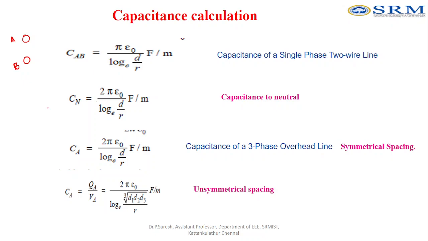Similarly, we can also find the capacitance for two conductors connected between phase and neutral. So capacitance to neutral is 2 pi epsilon naught divided by log_e d by r. Only the 2 is differing between these two. For a three phase system, again it is 2 pi epsilon naught divided by log_e d by r. That is for symmetrical spacing. For unsymmetrical spacing, the formula is 2 pi epsilon naught divided by log_e of the cube root of d1 d2 d3 by r. Using this formula we can calculate the capacitance value.